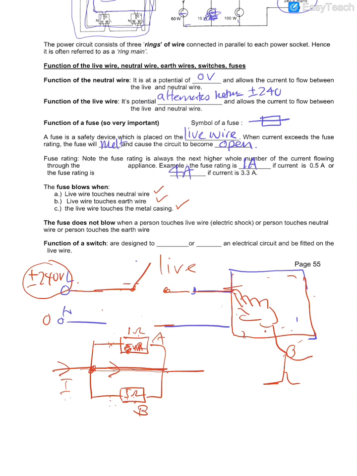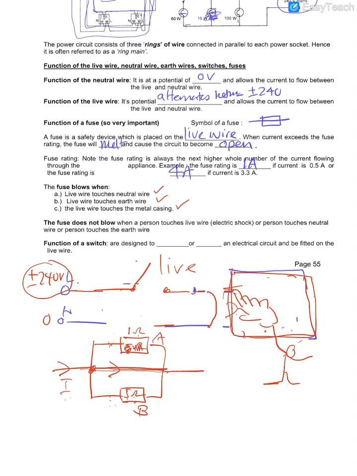Live wire touch neutral, meaning what? You see, this appliance here has resistance. But if, for some reason, my live wire touches the neutral, it bypasses all this resistance, it becomes a situation like this, and the surge of current will be very high. Then it will cause the fuse to burst. Similarly, if you touch an earth wire, touch a metal casing, metal is a very good conductor, so it will cause a large surge of current. Everything, the current goes up, the fuse will blow. So all these are situations where the fuse will blow.